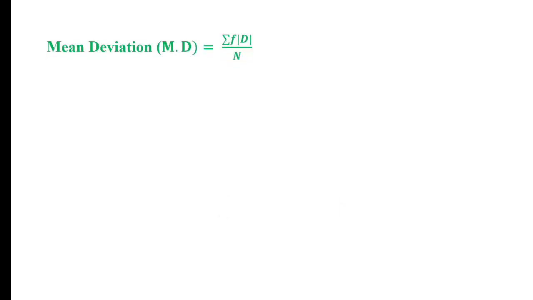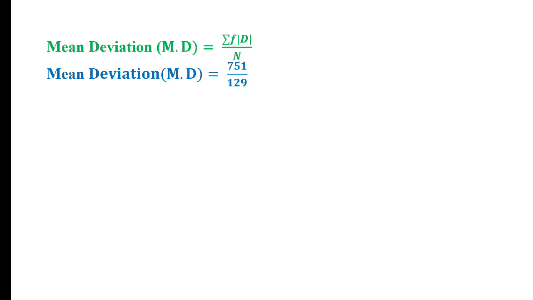Mean deviation equals summation F into D by N. Summation F into D is 751, divided by 120. Then mean deviation equals 5.8217. After finding the mean deviation, we need to find the coefficient of mean deviation.